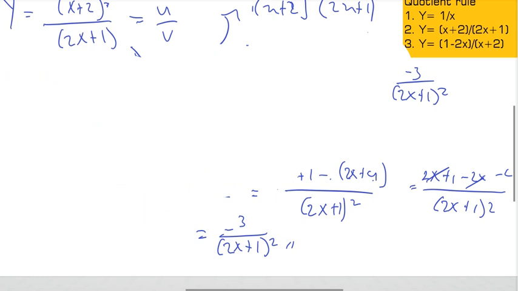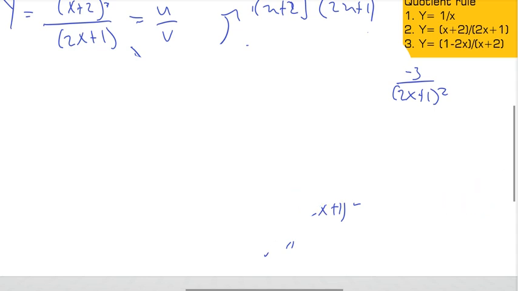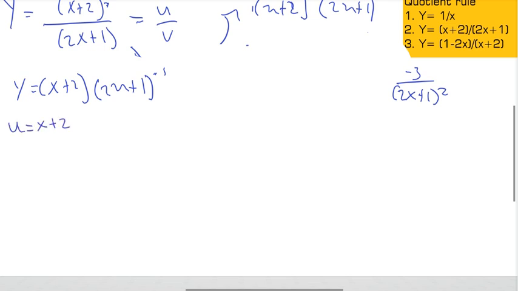Let's now use the product rule to solve, because we have changed it to a form that we can use the product rule on, right? We're supposed to get the same answer. So using the product rule now, we have y equal to x plus 2 times 2x plus 1 raised to the power minus 1. So we're going to say u is equal to x plus 2, and v is equal to 2x plus 1 raised to the power of minus 1, right? So our du dx will be equal to 1. But here our dv dx is not straightforward, right?